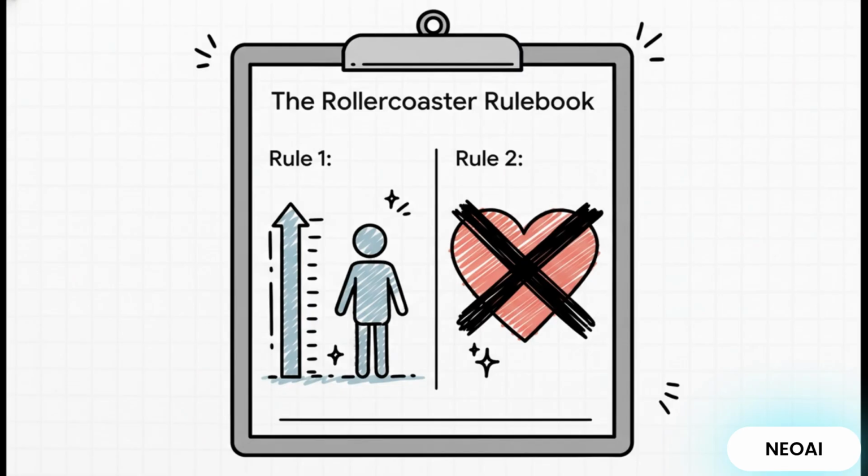Super simple. First, your height has to be at least 4 feet. Second, you must not have a heart condition. Now really lock in on those phrases, at least and not. Seriously, they are the magic words that are going to help us translate this into code.